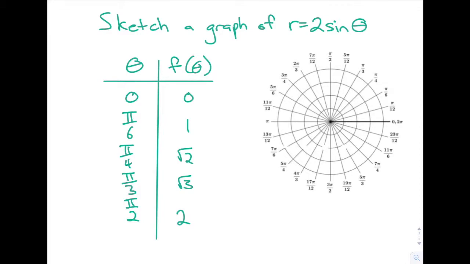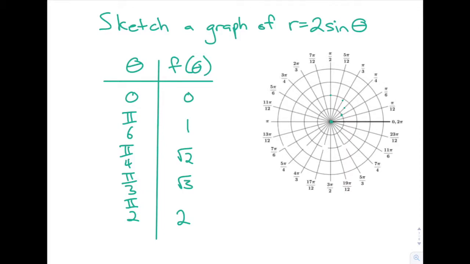All right, so let's plot these points, and maybe we can see what's happening. So at theta equals 0, we have 0. At pi over 6, we have 1. At pi over 4, we have root 2. Now remember, the square root of 2 is roughly 1.4. So that's like here. Then at pi over 3, we have the square root of 3, which is roughly 1.7. And pi over 2, we have 2.